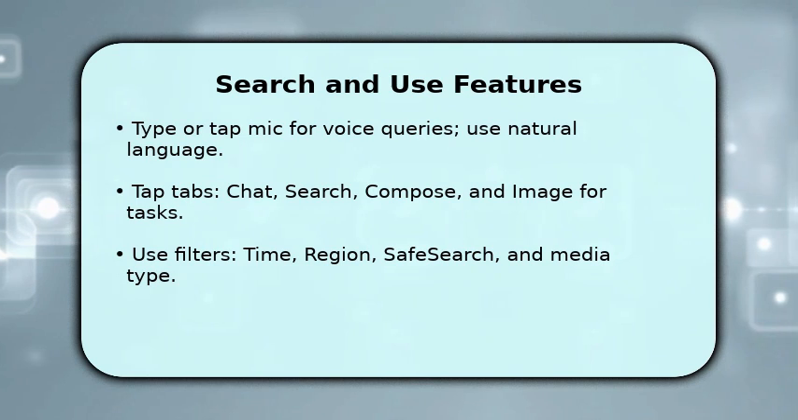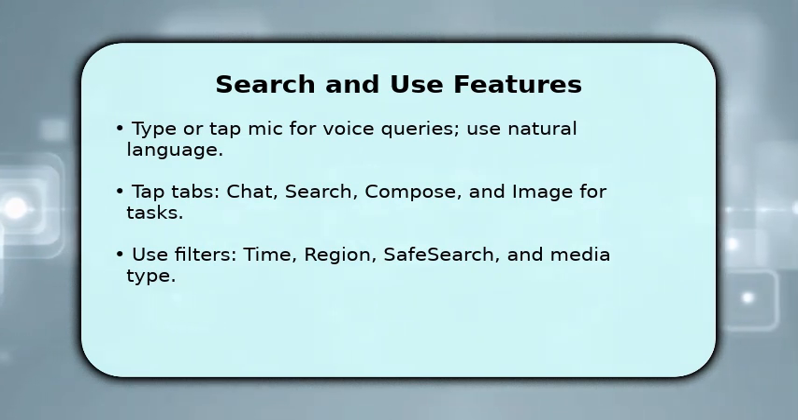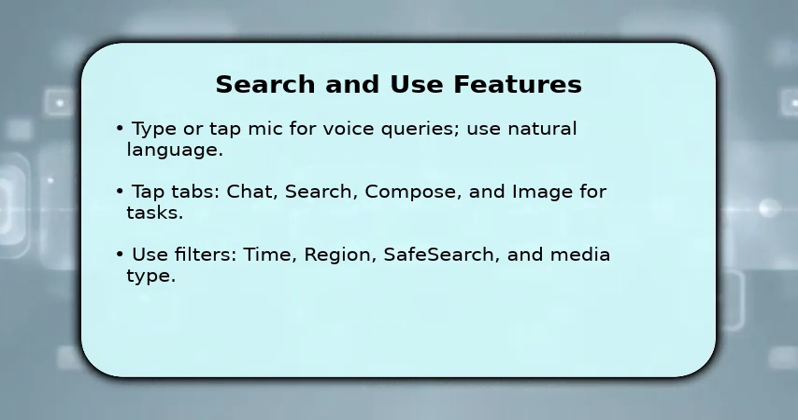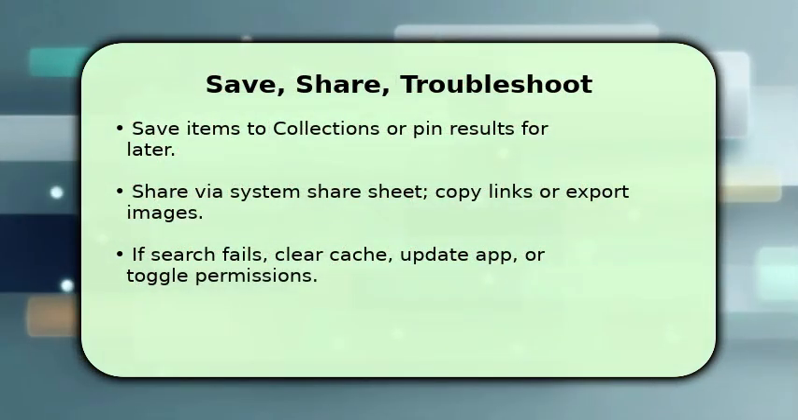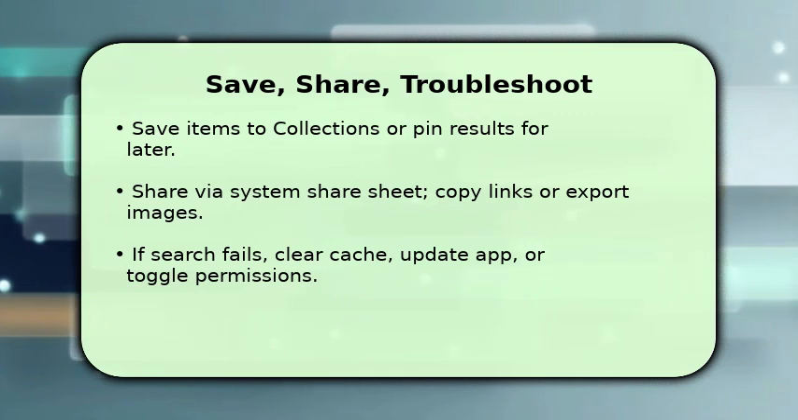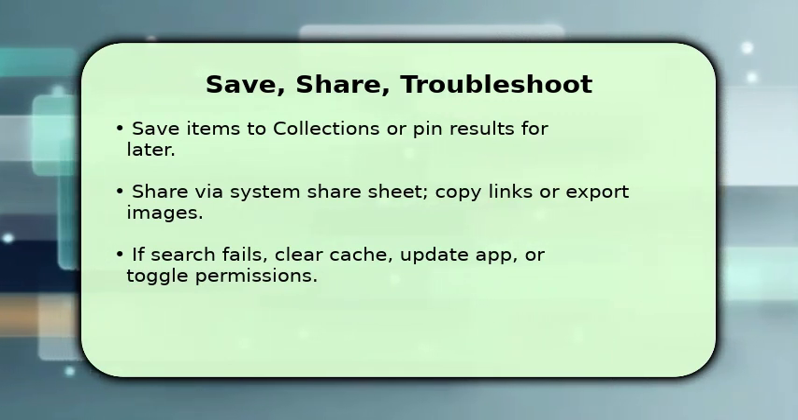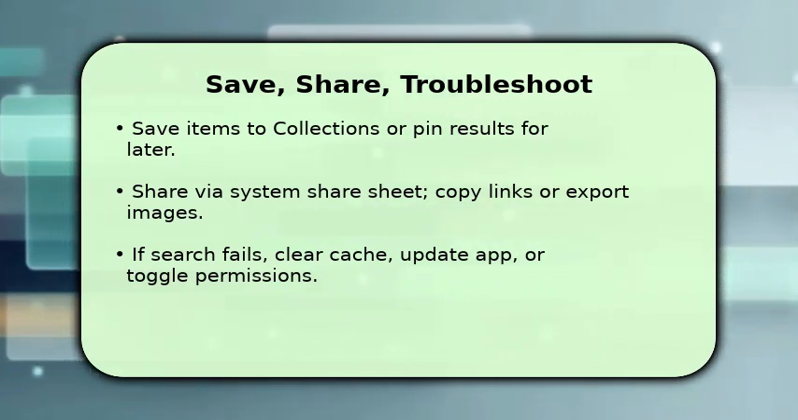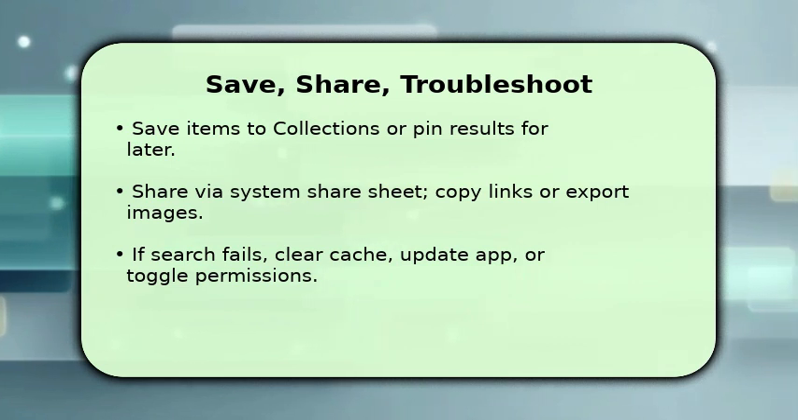Make sure to use the Compose features for drafting text or the Image tool for visual queries. Each tab speeds things up. You wrap up by saving useful content to collections or pinning results so you can return quickly. When you need to send something, tap Share and use the system's share sheet to copy a link, send to apps, or export images.